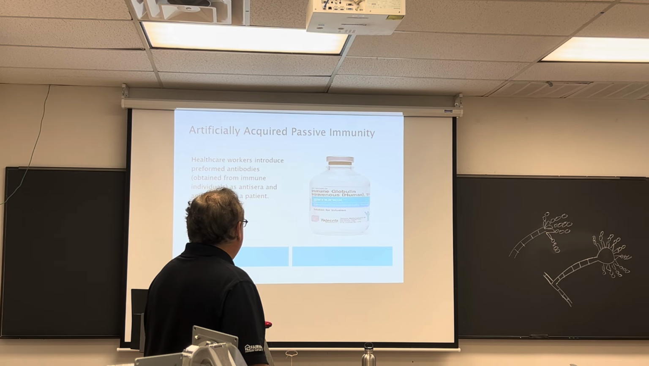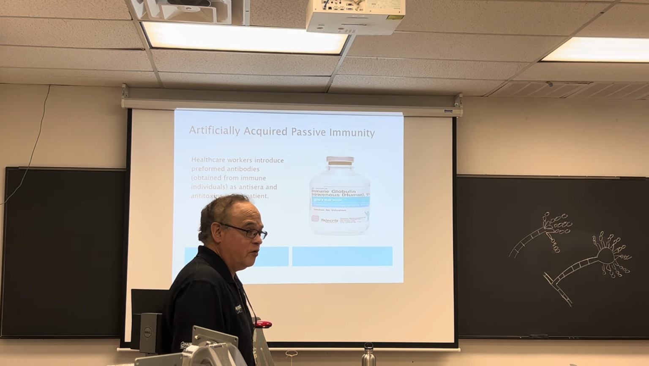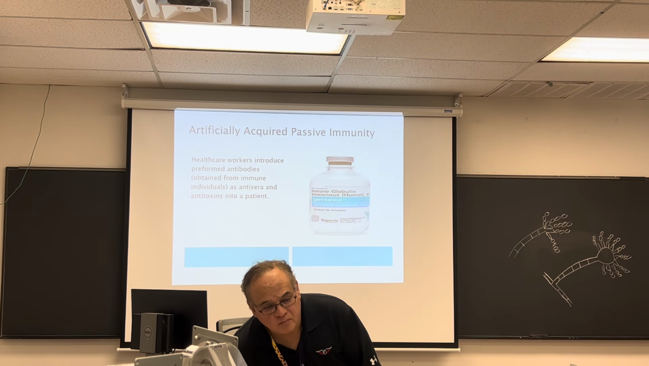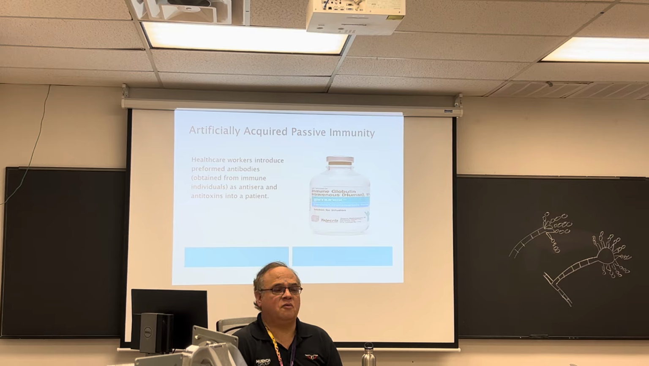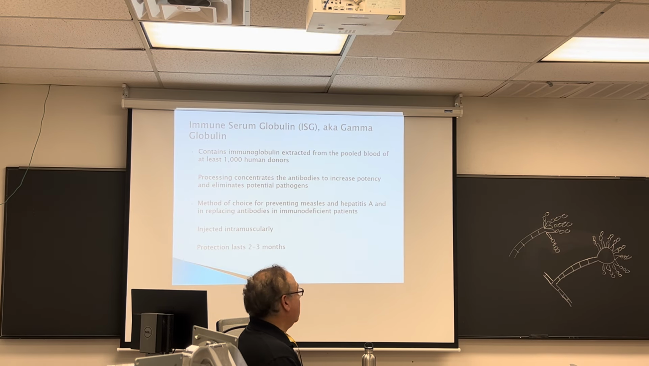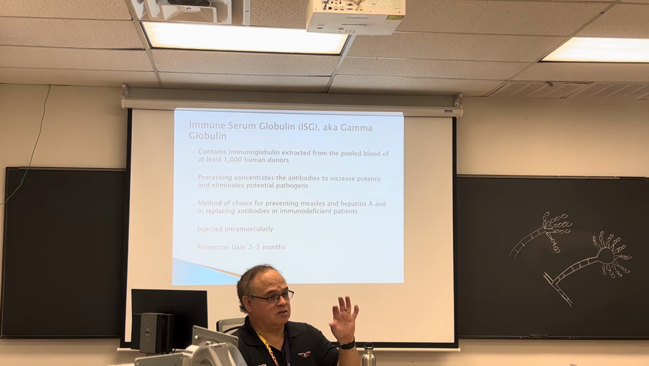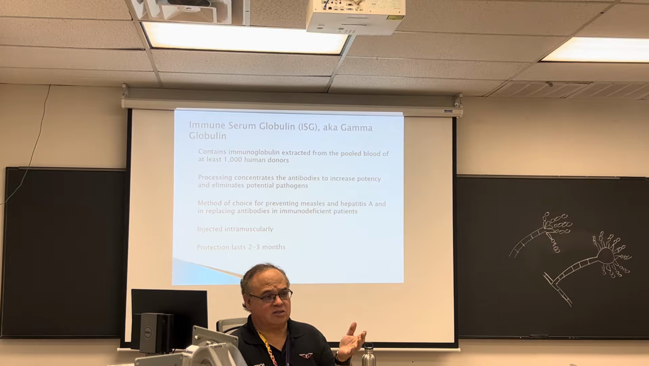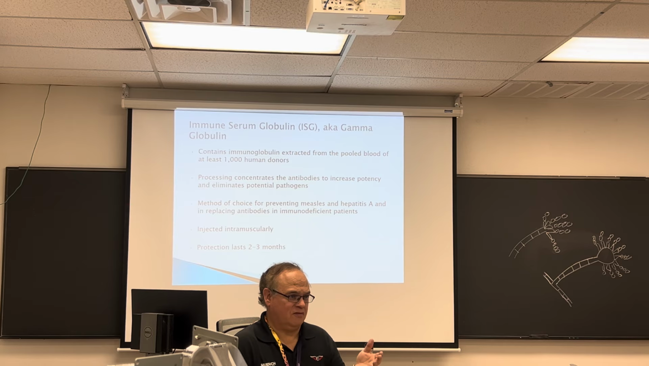And then we have artificially acquired passive immunity, which is gamma globulin. How many people have ever heard of gamma globulin? Gamma globulins are immunoproteins. They're IgG from a bunch of different people, like over 1,000, right? And so we process these and we put them in this little vial. They're sterile. And then when somebody gets, well, for 2 reasons. Number one, when somebody gets exposed to a really bad infectious agent like HIV, they get gamma globulin.